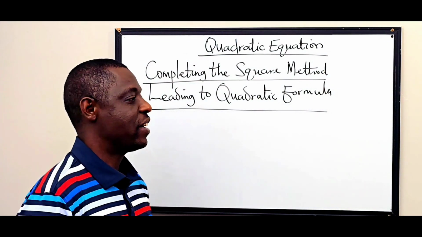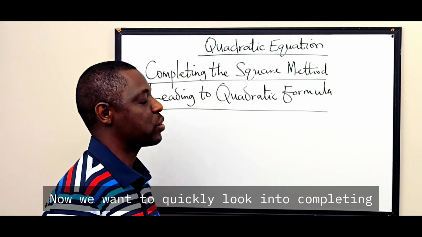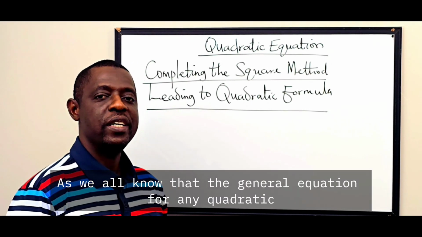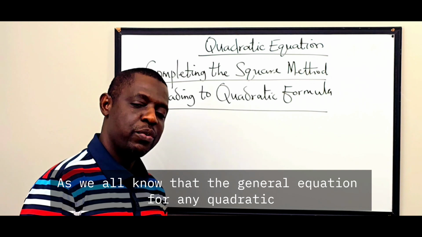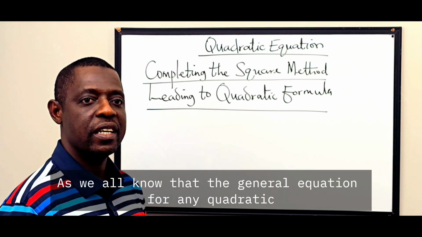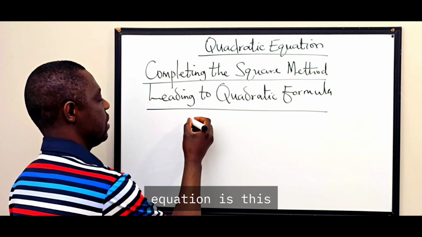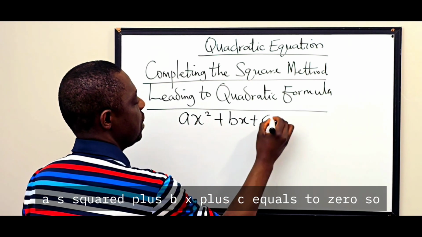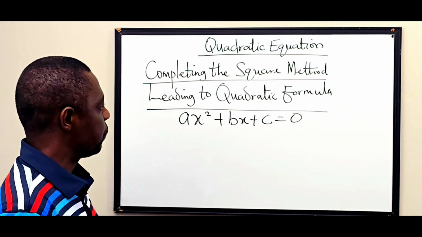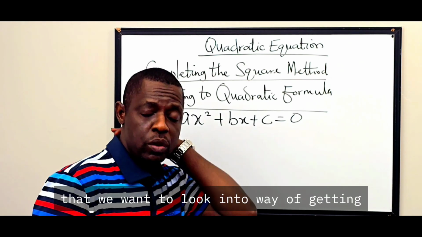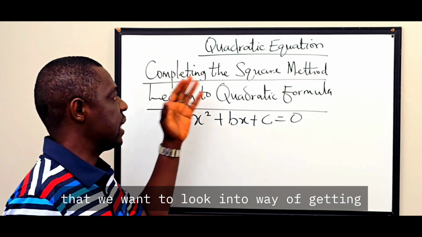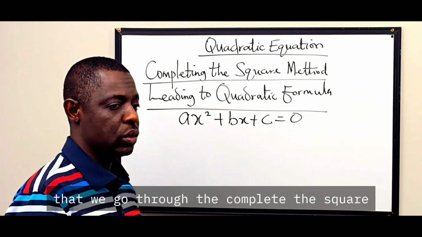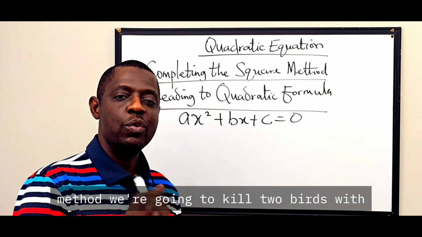Welcome back. Now, we want to quickly look into the complete the square method leading to the quadratic formula. As we all know, the general equation for any quadratic equation is ax squared plus bx plus c equals 0. So what we have to do now is look into a way of getting the quadratic formula. And how do we do that? We go through the complete the square method. We're going to kill two birds with one stone.